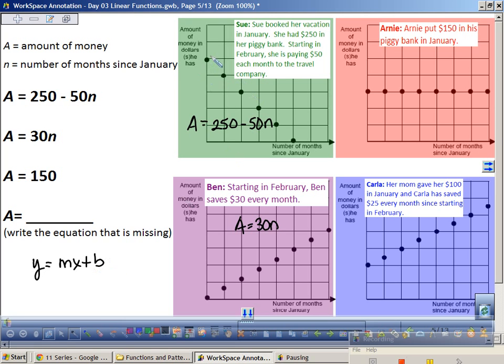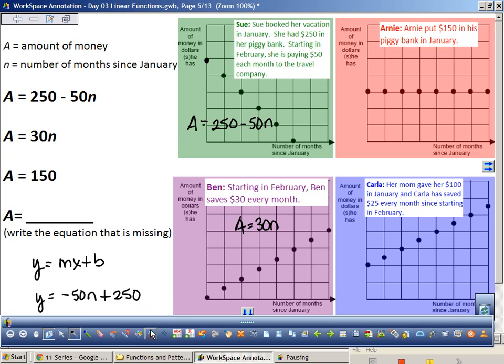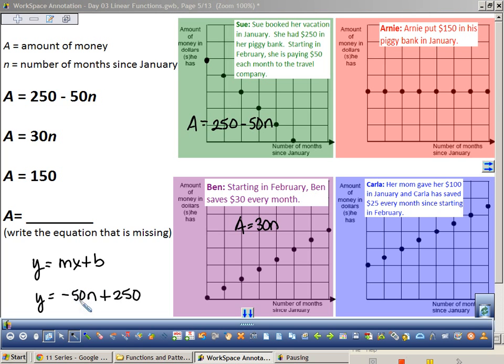The starting point. Look at this one started at 250. It just switched around, right? If I just changed it to y equals negative 50n plus 250, it would be in slope-intercept form, right? And what's 50? The slope. See that? Does that help a little bit? All right, so what else do we know?